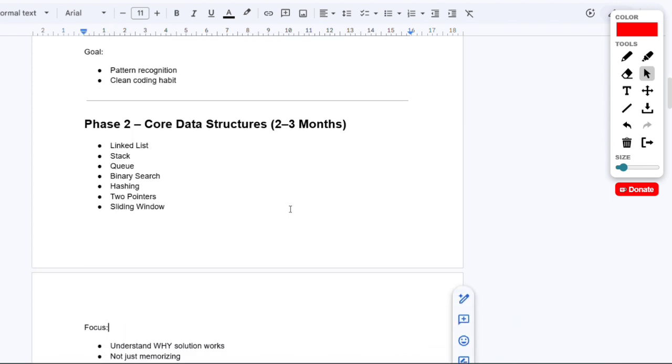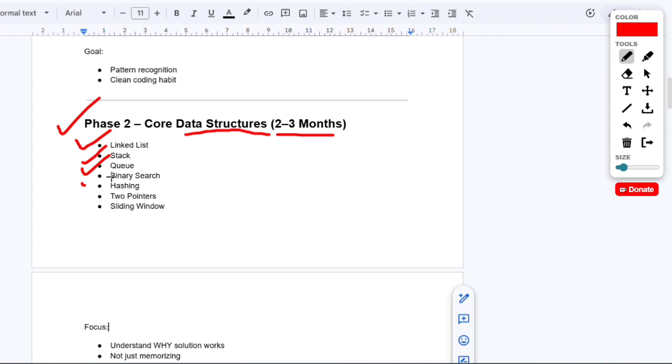So after this you come to phase 2, where the core DSA starts. This is for the second and third month. There you have to focus on the core data structures: linked list, then stack, then queue, then binary search, hashing, two pointers and sliding window.